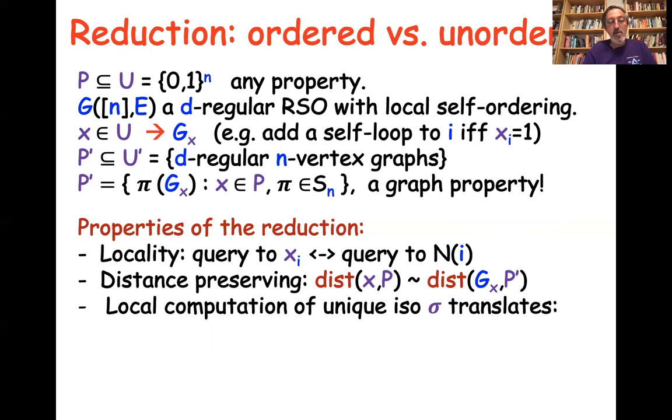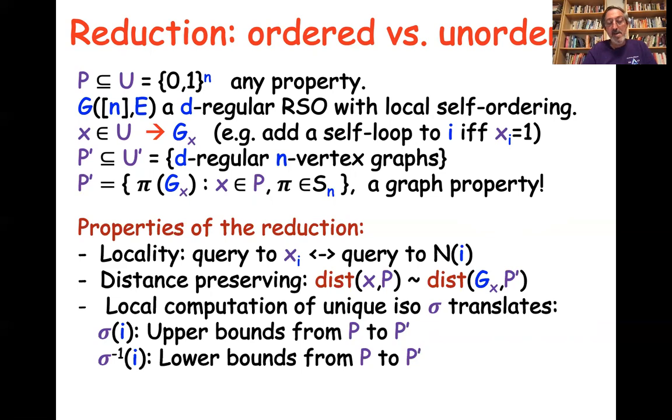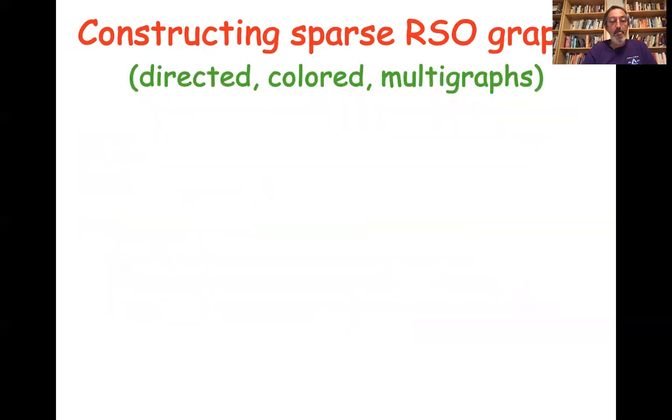And finally, the ability to locally compute in polylog time the unique isomorphism translates, well, if we compute the image of I, this yields upper bounds in the ordered case from upper bounds in the unordered case, and the pre-image, you get the same for lower bounds. So that's how it's used. It's very natural and simple.